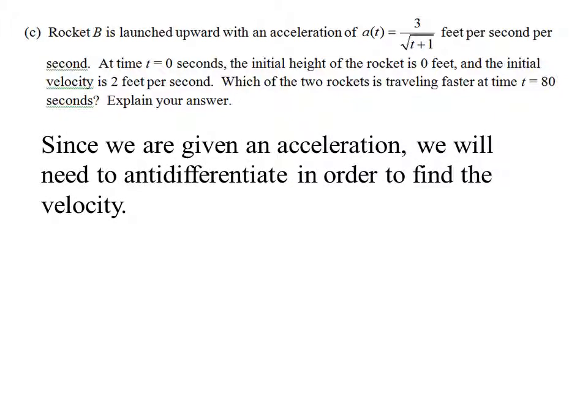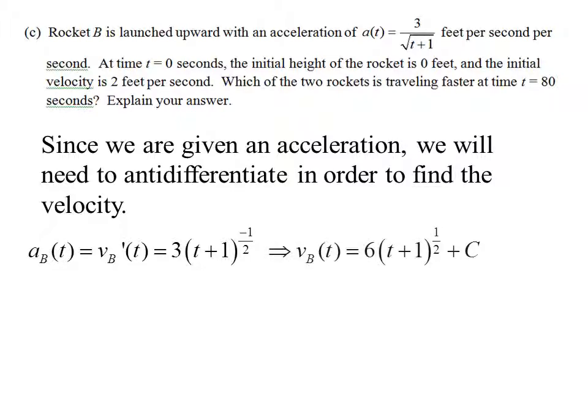Since we are given an acceleration, and understanding that acceleration is the first derivative of velocity, we will need to anti-differentiate in order to find a formula for the velocity. First, we rewrite the acceleration formula as a power function. Then we apply the power rule for integration. Increase the power by 1, then divide the coefficient 3 by the new exponent and add c. Since 3 divided by 1/2 is 6, our expression is 6 times the quantity t plus 1 to the 1/2 power plus c.